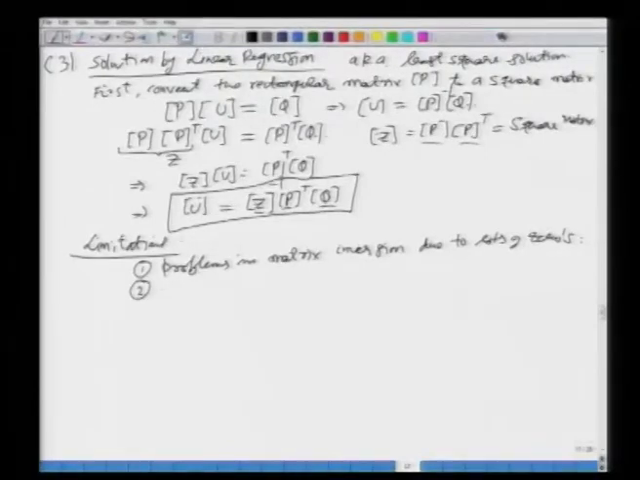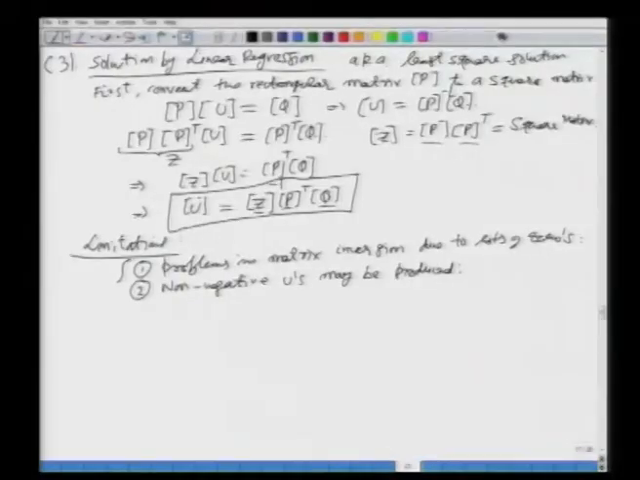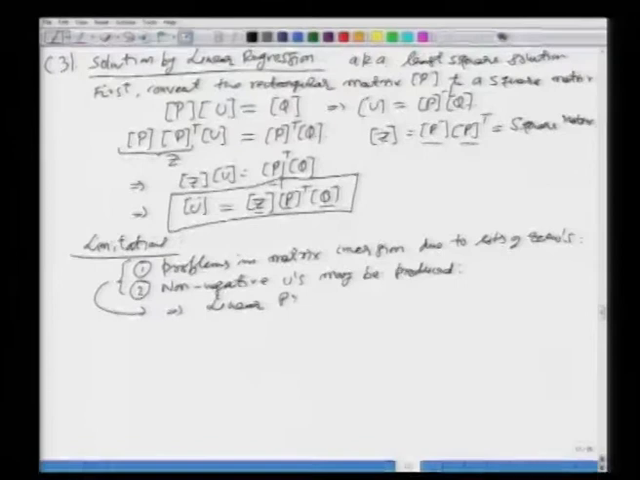Also, you may have negative U's produced. It is still possible to have a solution of U such that you will have negative values, negative unit hydrograph ordinates, which is again not correct and not acceptable. What do we do then? We resort to the next method, which is called linear programming, and that is what we are going to look at next.